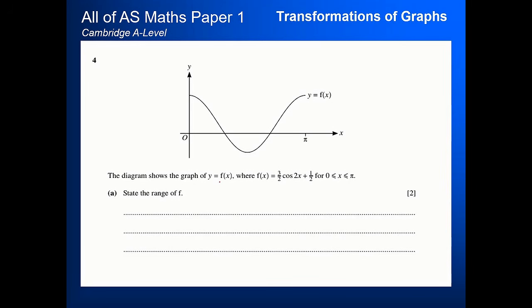So number 4, the diagram shows the graph of y equals f of x, so we're not told what the function is. Where f of x, oh, we are told what the function is, equal to 3 over 2 cos 2x plus a half, and the domain is between 0 and pi.